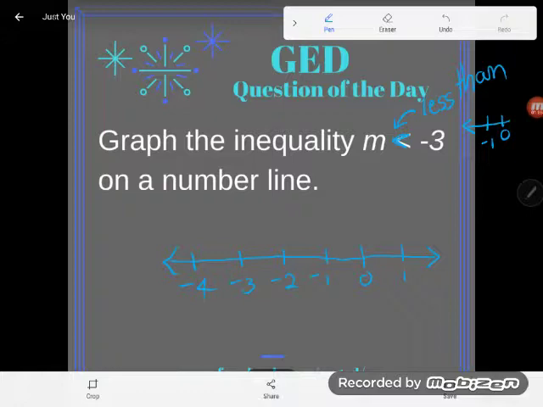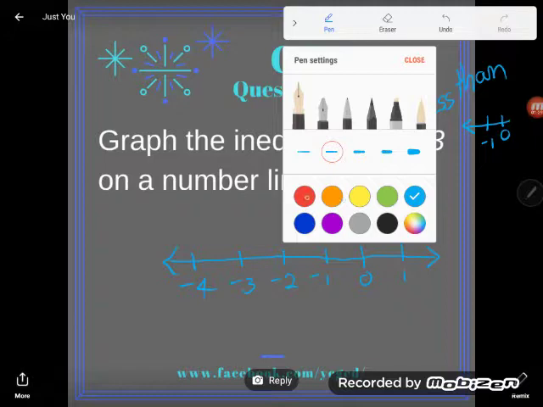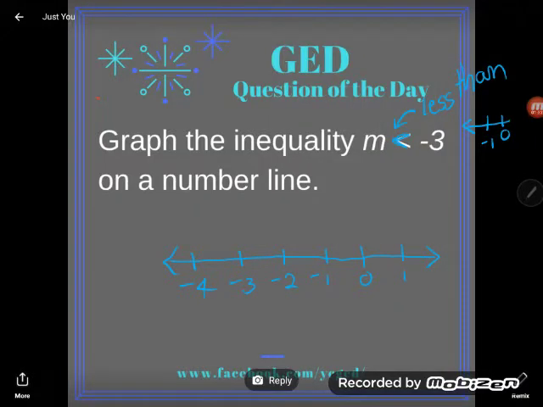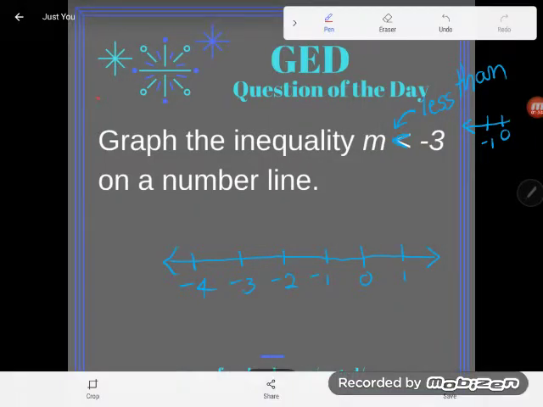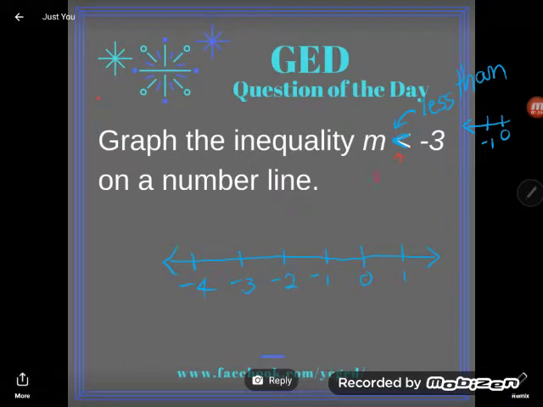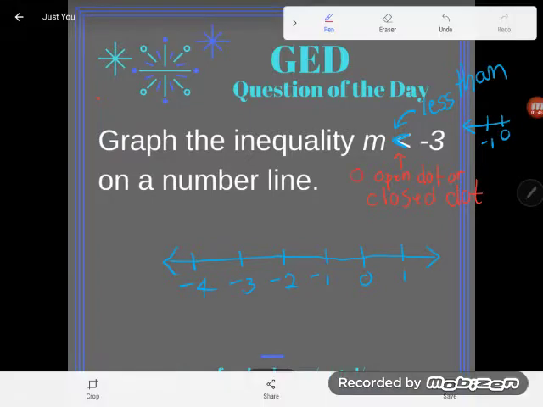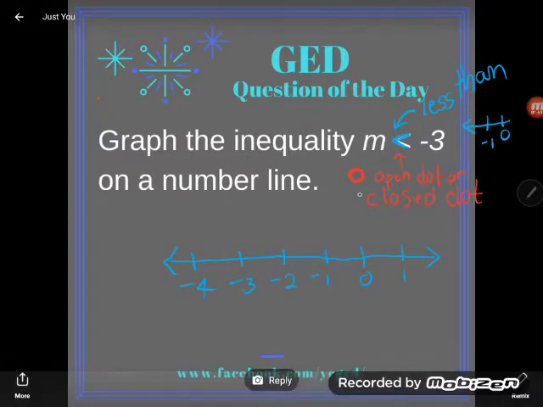When you want to graph an inequality on a number line, and I'm going to pick out a different color so you can see it, as opposed to just drawing the number line, that's what I did in blue. The first thing you need to decide is open dot or closed dot on the number. So the number that we have is -3. We are going to do an open dot if -3 cannot be included in the solution set. We're going to do a closed dot if -3 can be included.